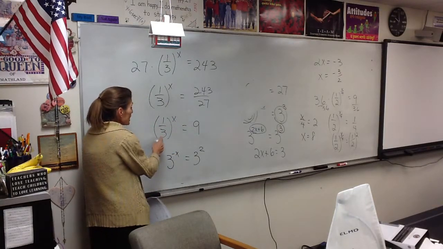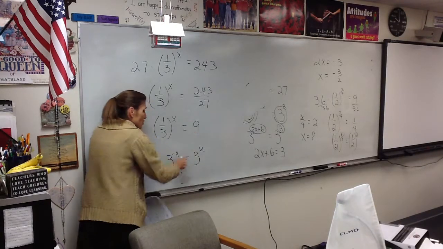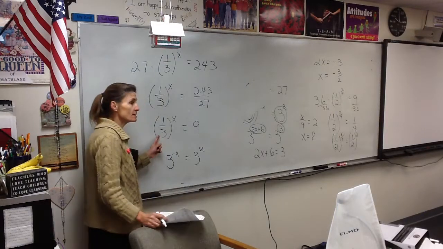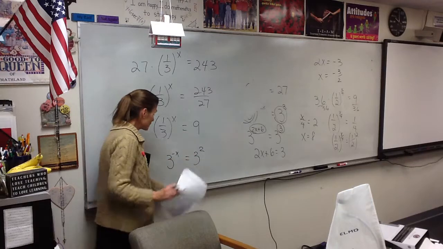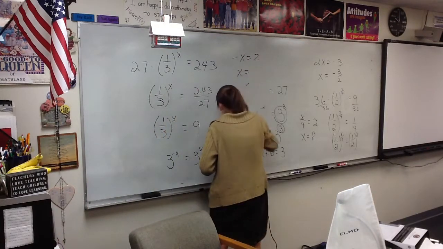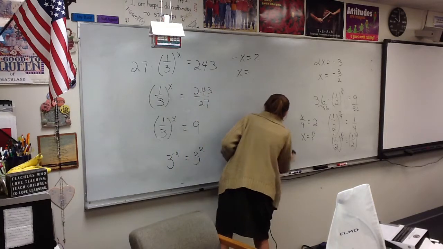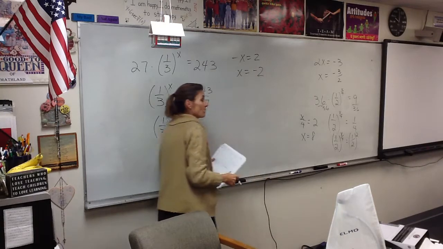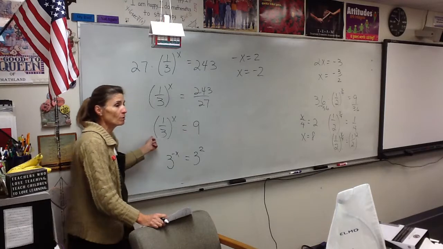So we'll change them both into 3s. So this would be 3 to the negative x. This is 3 squared. So negative x equals 2, and the answer to the question is negative 2. Now you're going to get that no matter what if you do it correctly, but I think it's easier here just to change them both into 3s.